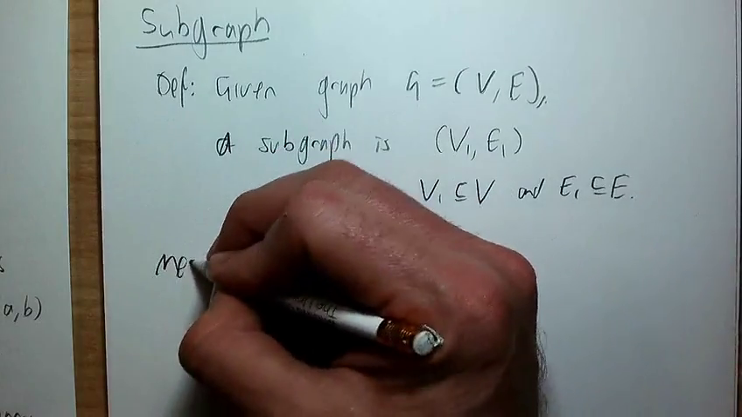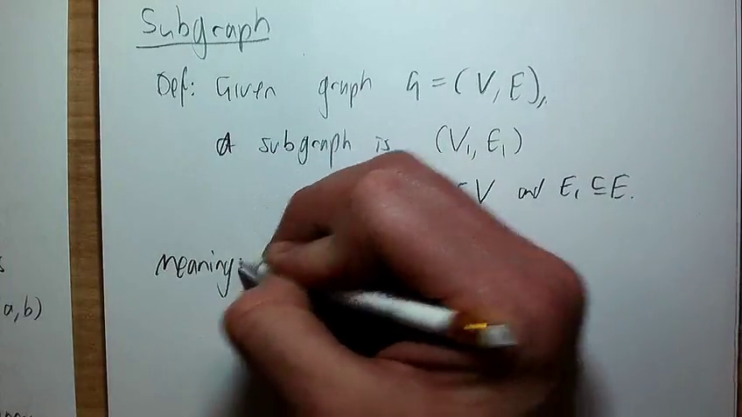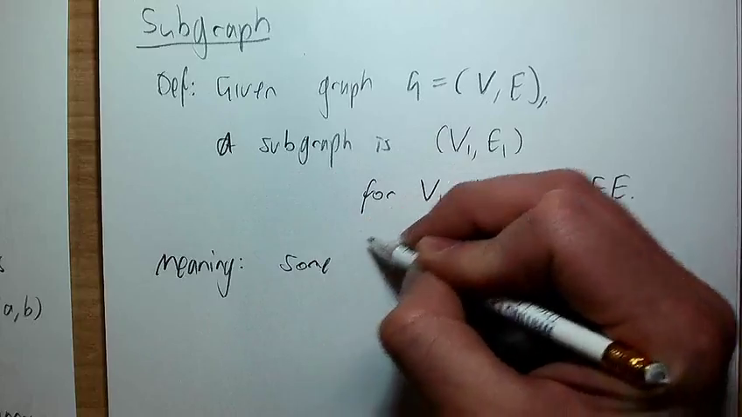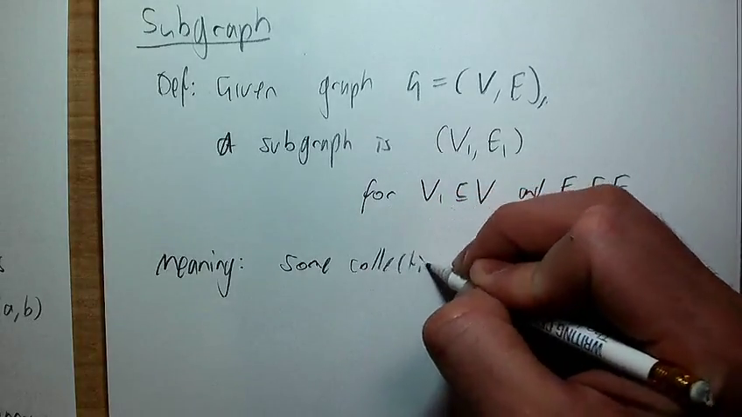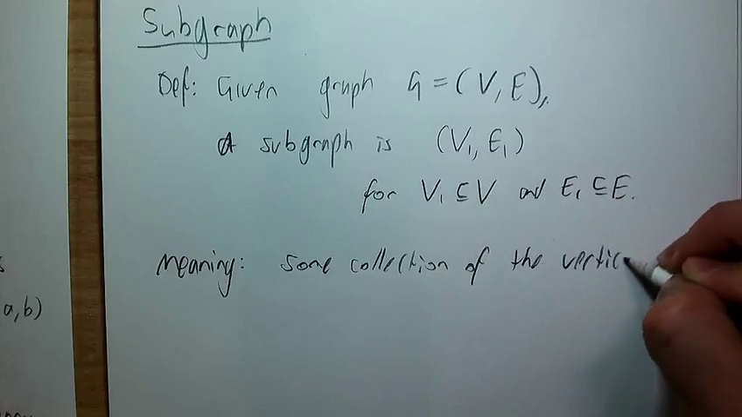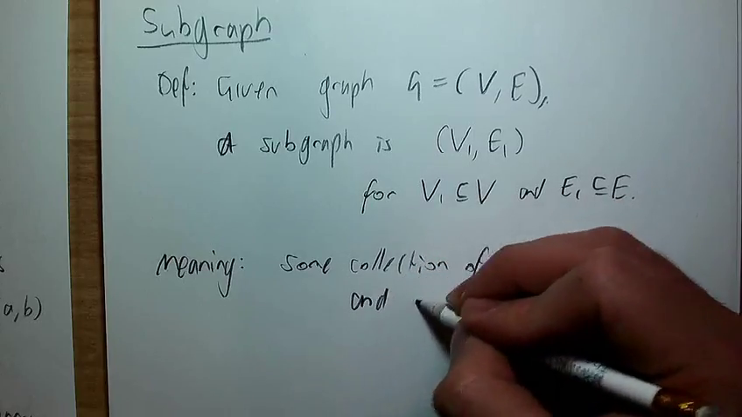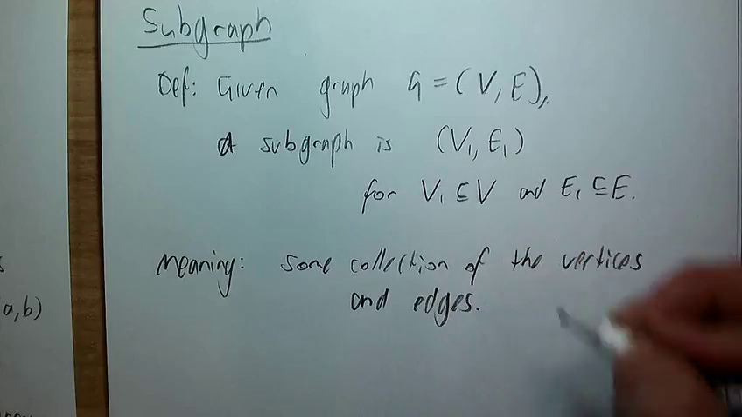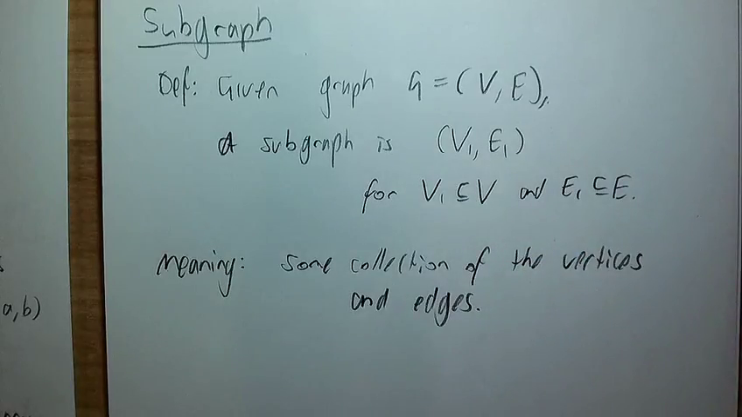So the meaning, some collection of the vertices and edges. You could actually collect all of the vertices and edges, and then every graph is a subgraph of itself, but that's stupid, and that's why they have this thing called a proper subgraph, which is a smaller part of the graph that doesn't cover the whole thing. So I don't know if that's something that was actually mentioned.